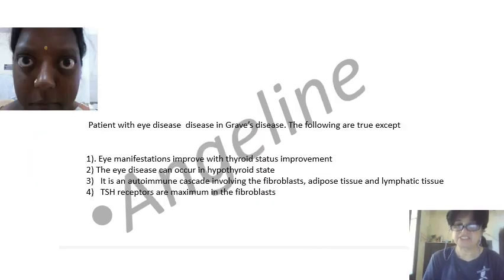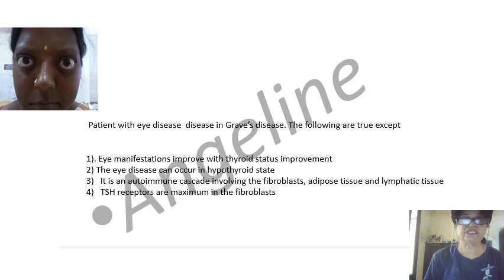So coming to the question as such: patients with eye disease and Graves' disease, the following are true except: eye manifestations improve with thyroid status improvement. We'll come to it. The eye disease can occur in a hypothyroid state. It is true, but your question is except, so it is false. It's an autoimmune cascade. It involves all the three tissues. So it is true, but your question is except. Thyroid receptors are maximum in the fibroblast. It is true, but again your question is except. The eye disease can occur in a hypothyroid state. I've already explained. So what is false here?